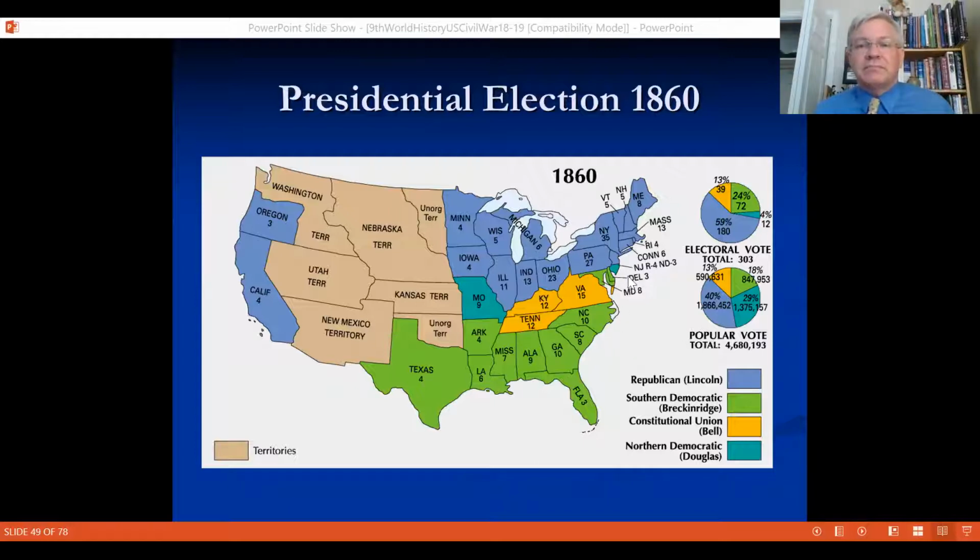There you go. You've got the different pie charts. So there you've got the electoral votes. 59% of the electoral votes go to Lincoln. He wins, because you need a majority of that. But there he is with only 40% of the overall popular vote.